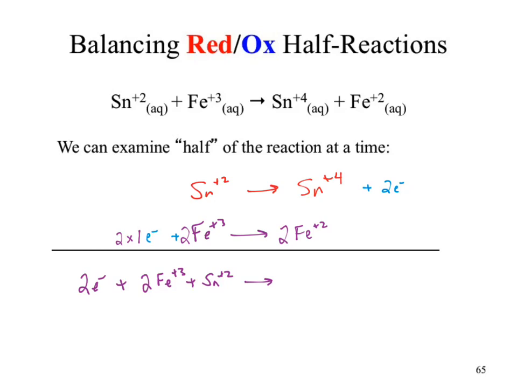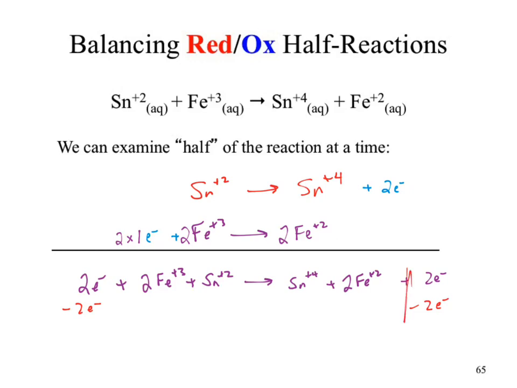produces Sn plus 4 plus do I have something that shows up the same on both sides of the equation? Yep. What can I do? I can cancel them or attempt to cancel them out, subtract 2 electrons from both sides. The net result is the electrons cancel from my equation.